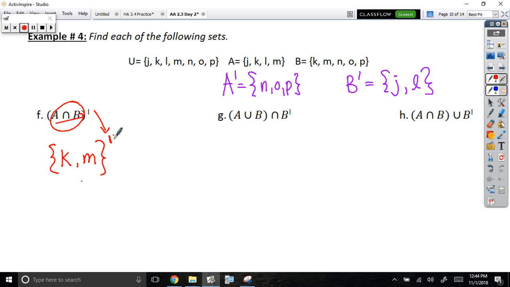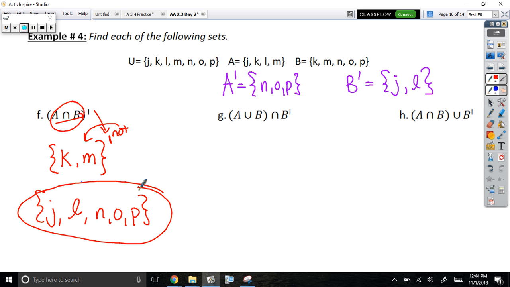Now we're saying what is not in here that is in the universal. A whole bunch of stuff, right? So I'm missing a J. I have the K, missing an L. I have the M, missing an N, an O, and a P. It's a two-step problem. Do what's inside, then take everything that's not that from the original. Actually, these are only two-step, not three-step problems.